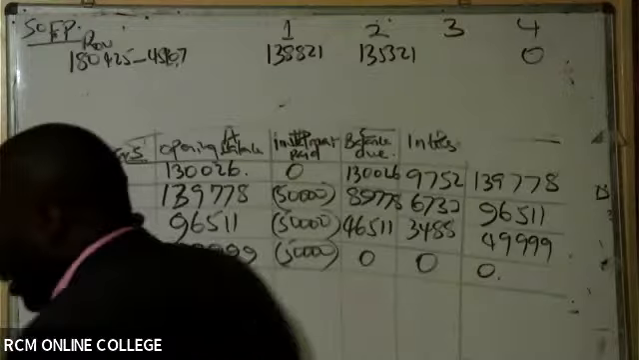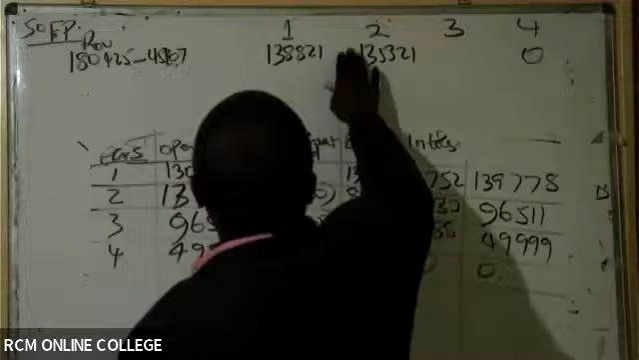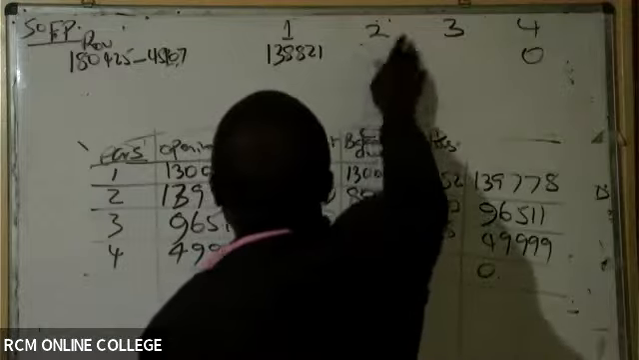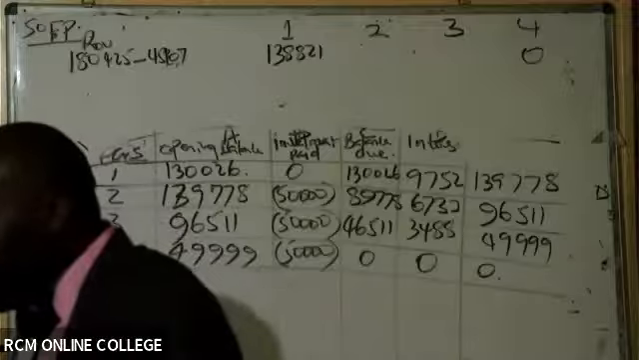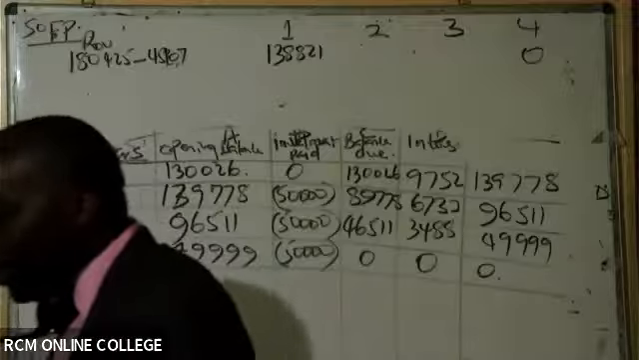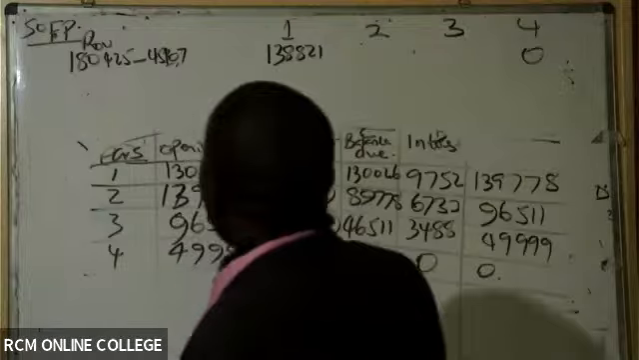Year 2 is wrong, sorry for that. How much should year 2 be? Year 1 should be 135,321.